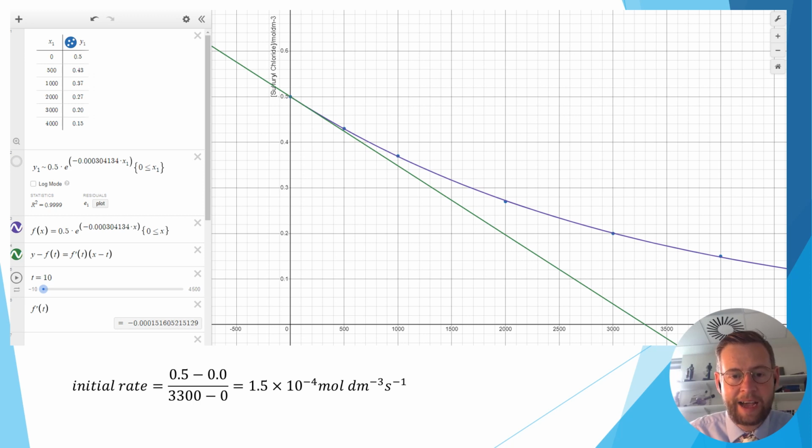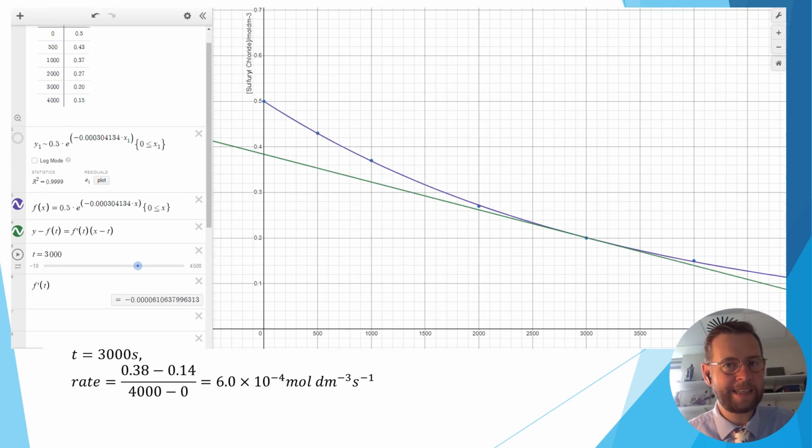So I can see how tall this triangle is. Well, it's 0.5 high. And how wide is this triangle? Well, it goes up to 3,300. And so the change in the y divided by the change in the x is telling me the gradient of this big triangle here, which is 1.5 times 10 to the minus 4.